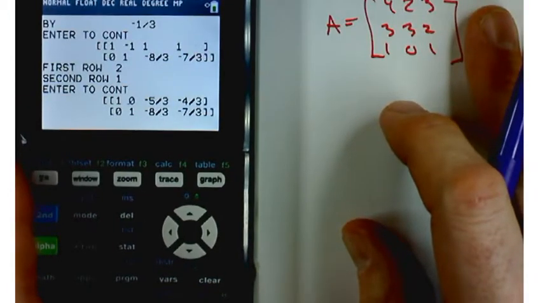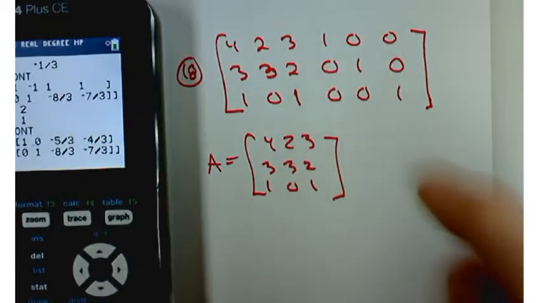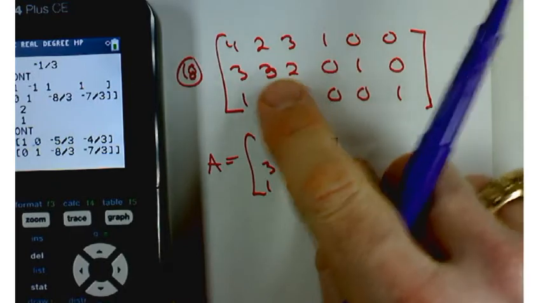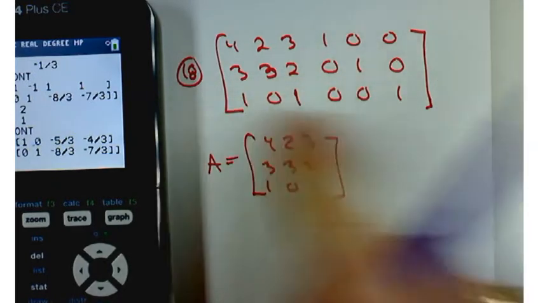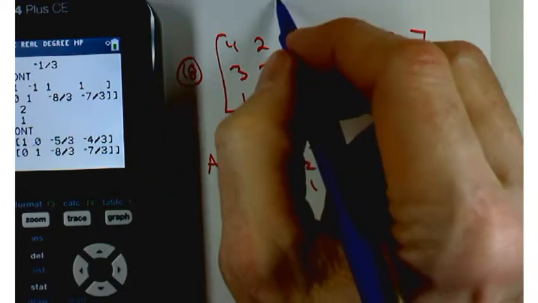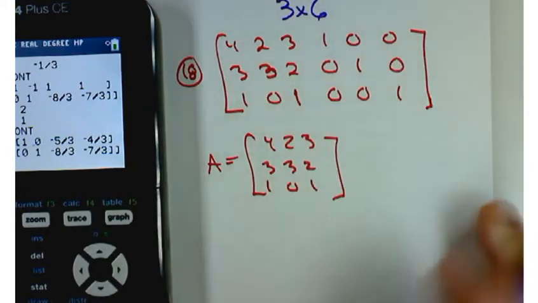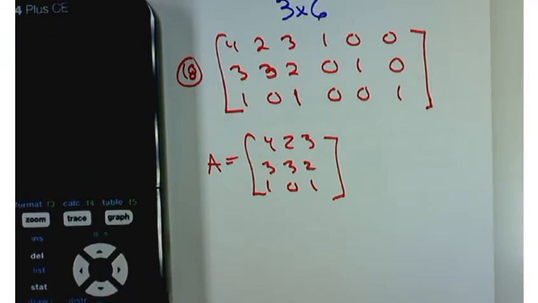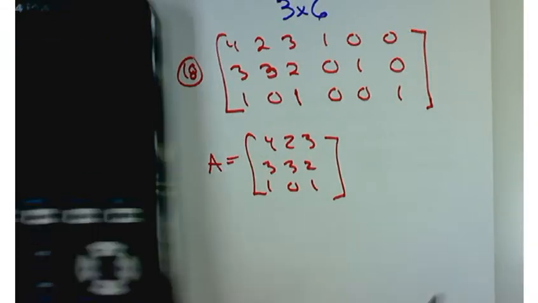Let's try problem number 18 here, which asks you to find the inverse of this matrix. So to start that, you would input this matrix, which would be what? What's the dimensions of this bigger one here? Good. That's going to be a 3 by 6 matrix. 3 rows, 6 columns. Now, prior to starting this video, we already input that.